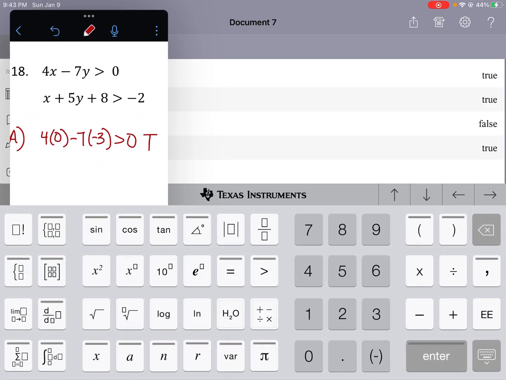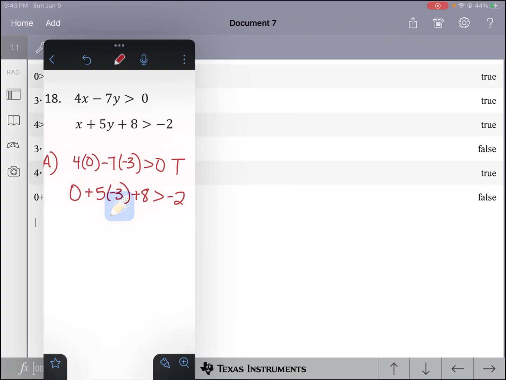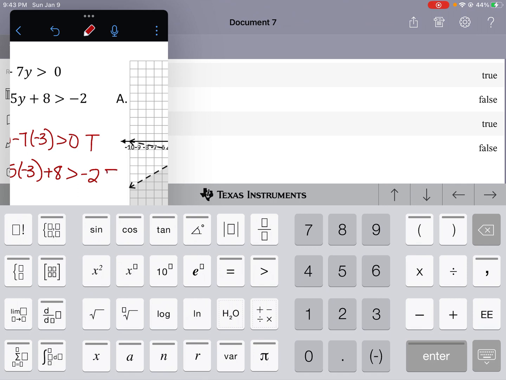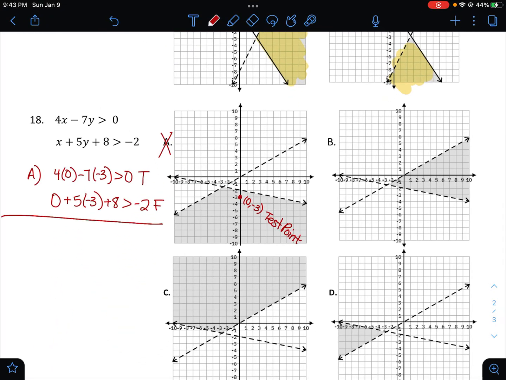So I have to try it in the second equation. So remember, 0 is my x value and -3 is my y value. So I have 0 plus 5 times -3 plus 8 is greater than -2. So let's try this one out. When I do that, it's false, which means answer choice A is not correct. Okay, so now I have to move on to answer choice B.